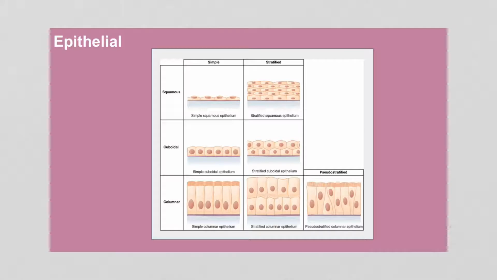Epithelial tissue is classified by the number of layers of cells and by the shape of cells. So if it's a single layer, it's called simple, and if it's multiple layers, it's called stratified. If the cells are scale-like, they're called squamous. If they're cube-like, they're cuboidal, and if they are column-like, they're columnar.